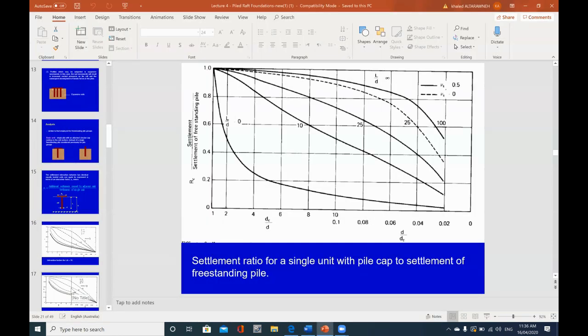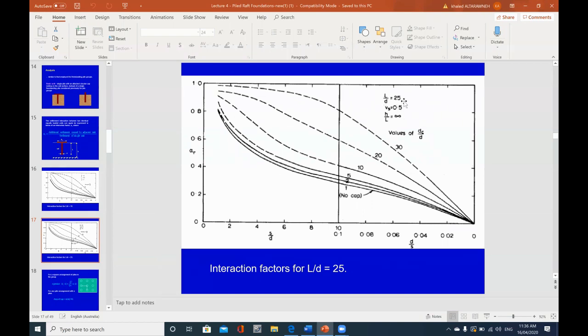So we need to use this chart here to consider L over D ratio is 25, Poisson ratio 0.5, H over L ratio is infinity because we have the stratum, the rigid stratum lies far below the pile, the base of the pile, so H over L will be infinity. And then here we do have different values of dc over d. dc over d in our problem is 5.4, and then according to the value of s over d, here on the x-axis we have the value of s over d.